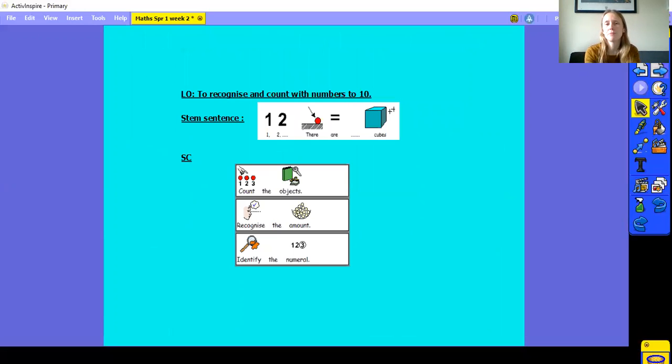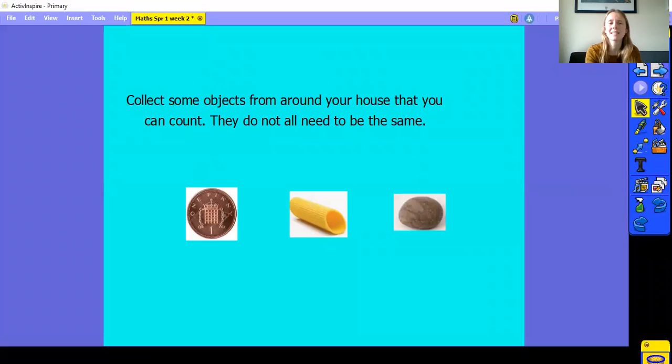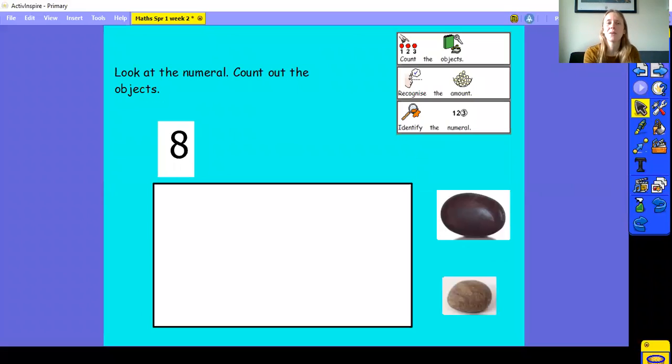Today, we're going to be recognising and counting with numbers to 10. Let's get started. You're going to need some objects from around your house to help you to count, but they don't need to be the same. Okay, what we're going to do is look at the numeral first. Then we're going to count out the correct number of objects.